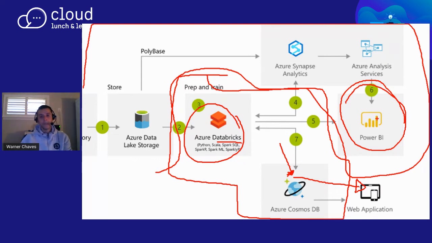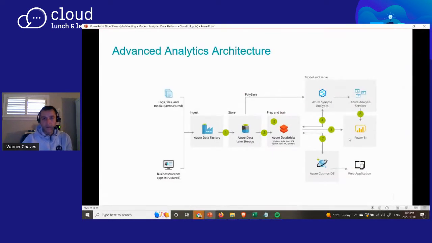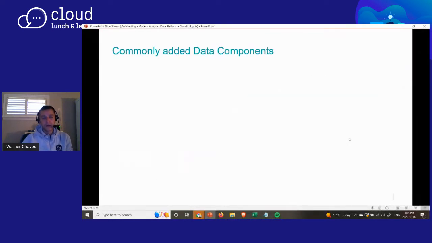Okay, all right, let's keep going. So as we saw, that advanced architecture has some augmentation from the previous one. There are a few components that are commonly added to architectures that have to do with data. There's big data compute. In this case, it was Databricks. I see this quite a bit. Either open source Spark or Databricks are very popular nowadays in the cloud, of course, and that's commonly added as well.